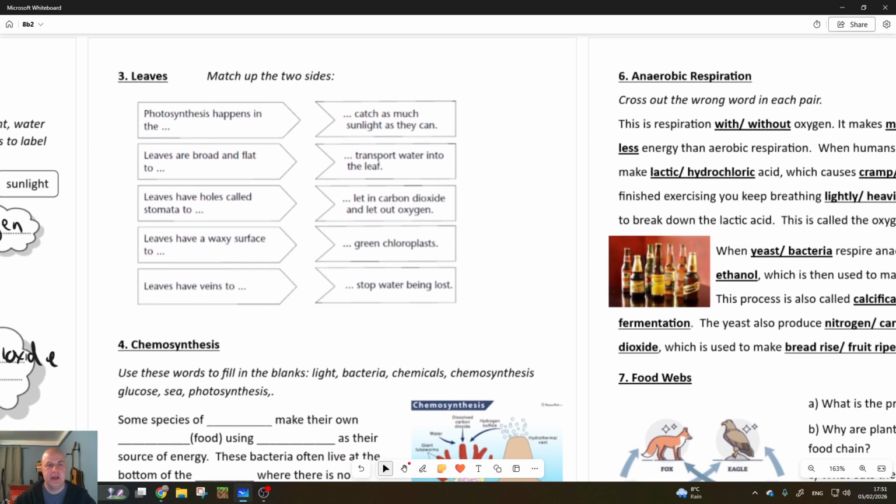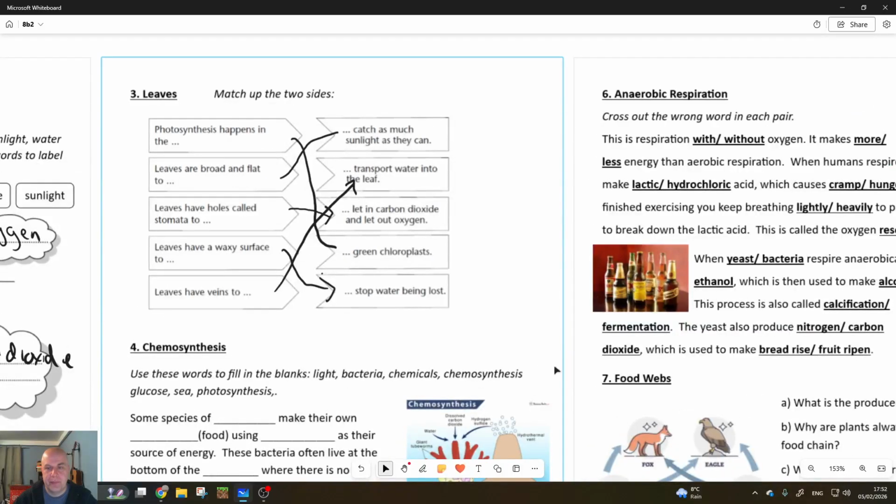We have some matching up of the sides here. Let's do this. Photosynthesis happens, where does it happen? It happens in the green chloroplasts. Leaves are broad and flat. Why would they be like that? They're like that so they can catch as much sunlight as they can. Leaves have holes called stomata to let in carbon dioxide and let out oxygen. They have a waxy surface to stop water being lost. And they have veins to transport water into the leaf. This is why leaves have these things.